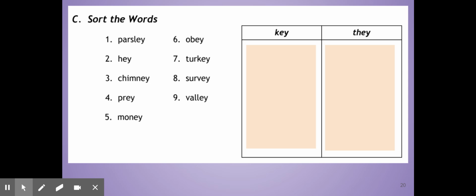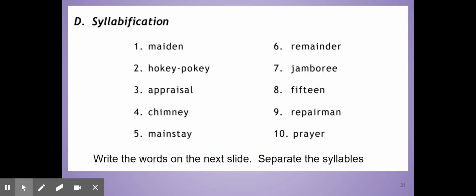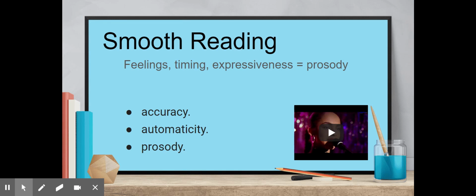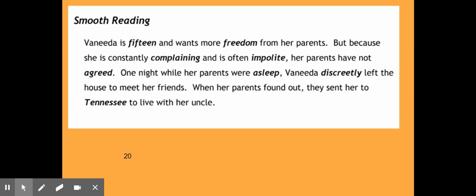And so you have this variety of words here, and they want you to take them and classify them into E or A sound. There's a syllabification in here, just applying these new rules. So when we have this digraph and we're breaking up our syllables, we're not going to break up the digraph, right? It's got to stay together. So keep that in mind when you're doing your division of your syllables. You can write those words here on this slide, the progress check slide. There's a smooth reading for you.